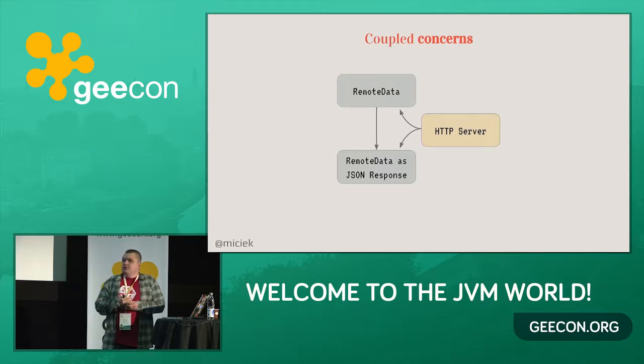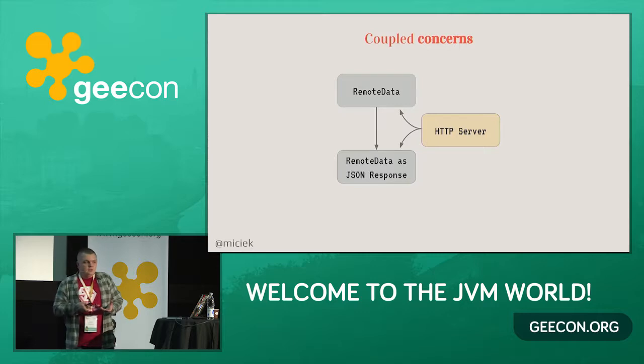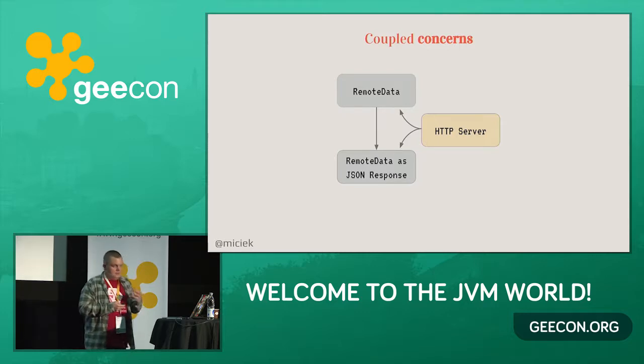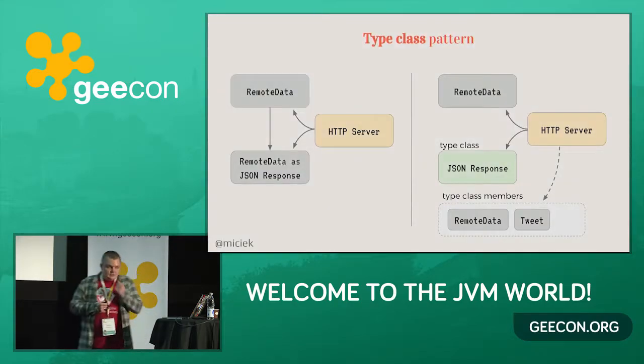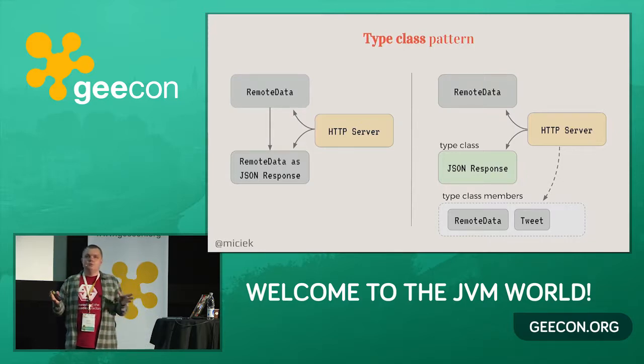But since it's annotated with some JSON stuff, it also knows that this remote data is JSON, right? So this is the approach that we currently have in our application. And there's this type class pattern that can help us solve that problem and decouple those concerns. And how does it work?